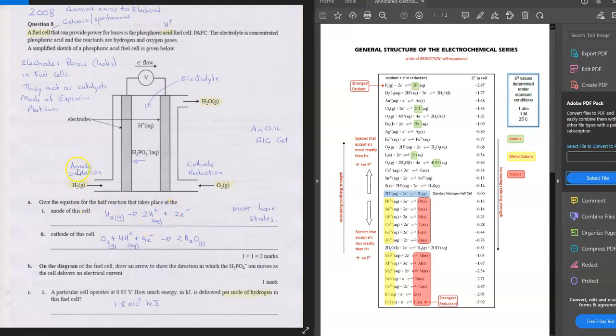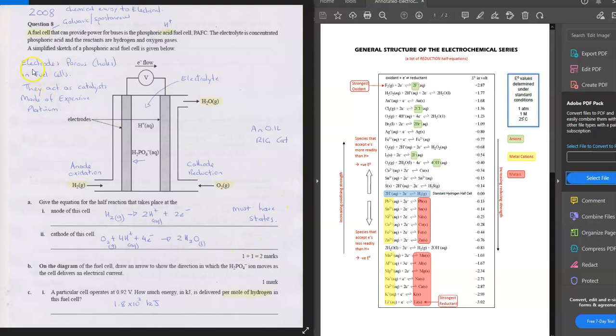Oxidation is at the anode, and OIL RIG, CAT, AN: oxidation is the loss, reduction, cathode is the gain. So the electrons, hydrogen comes in here, the electrons are lost from the hydrogen and then they go around to here and they're given to the oxygen. Oxygen is always the acceptor of electrons, so it's always the oxidizing agent, it's always at the cathode. So it just depends on what the fuel is that's being used.